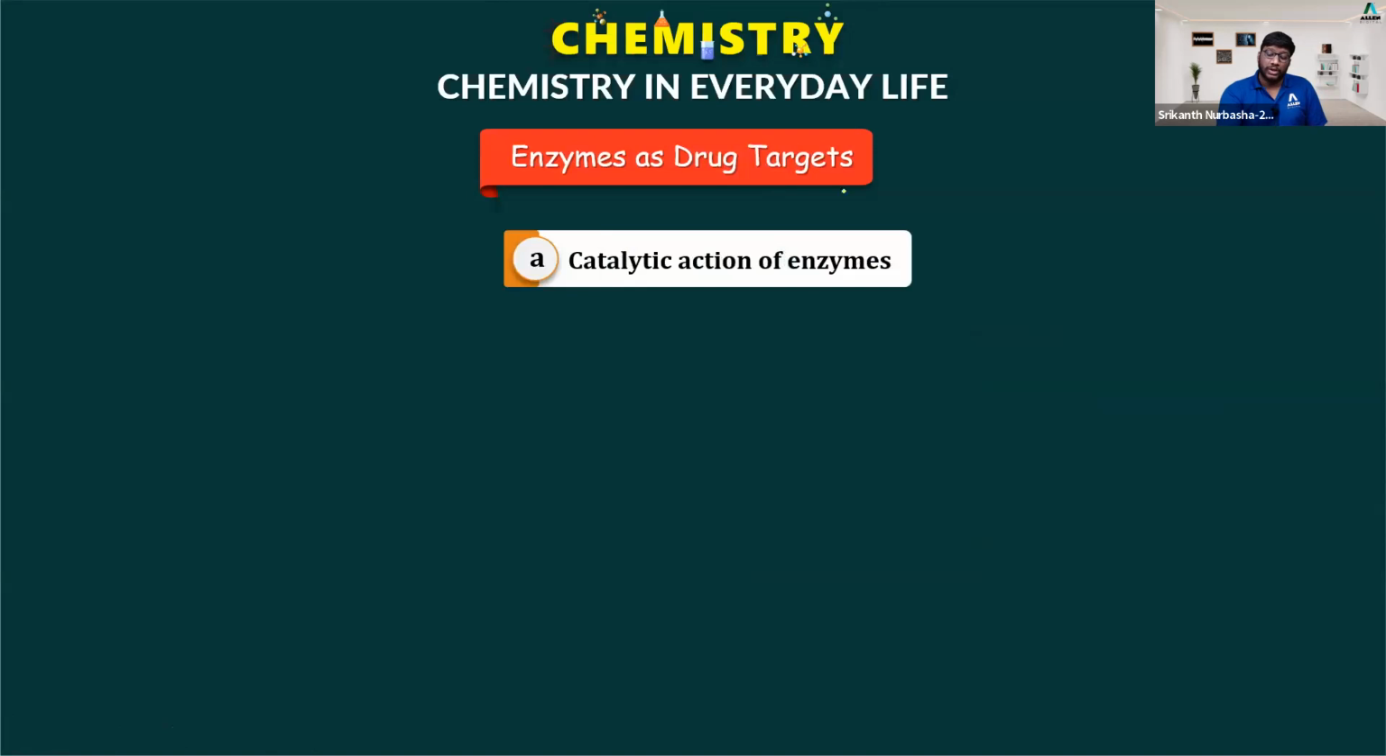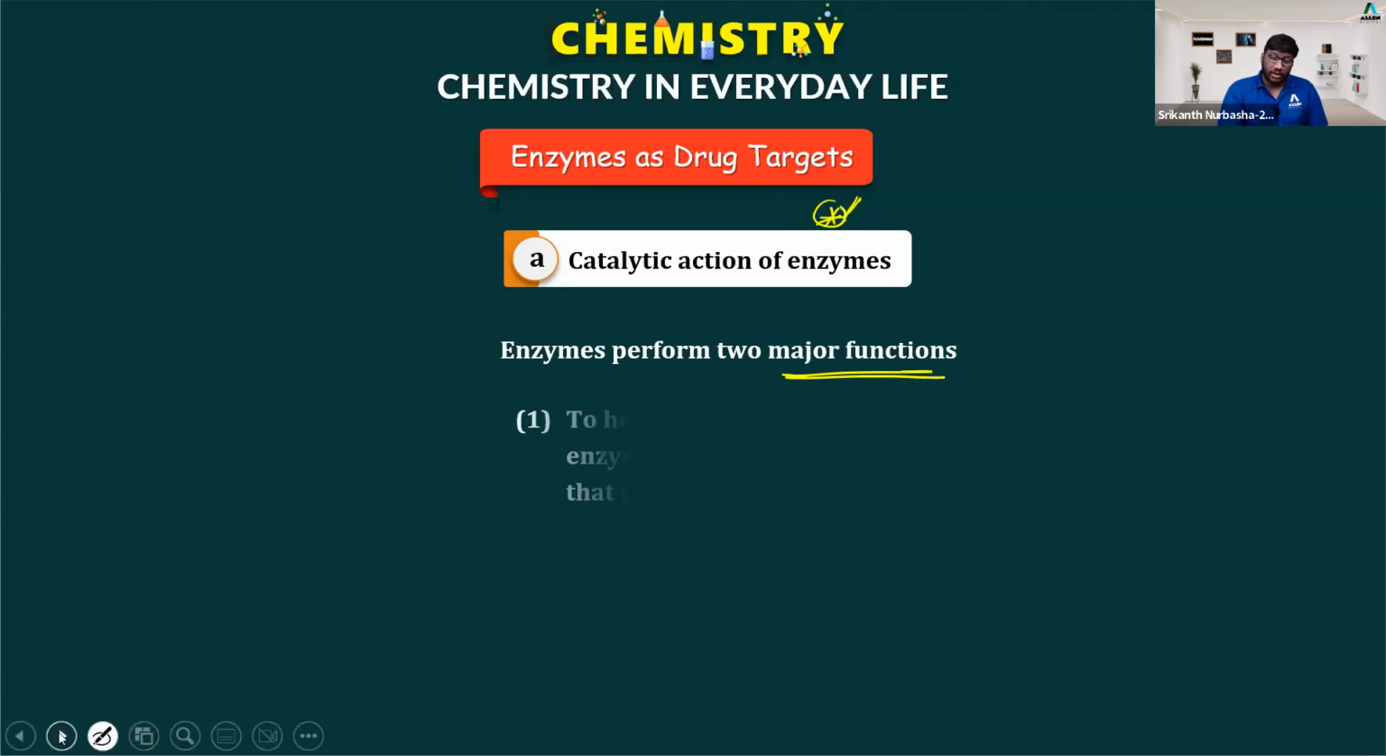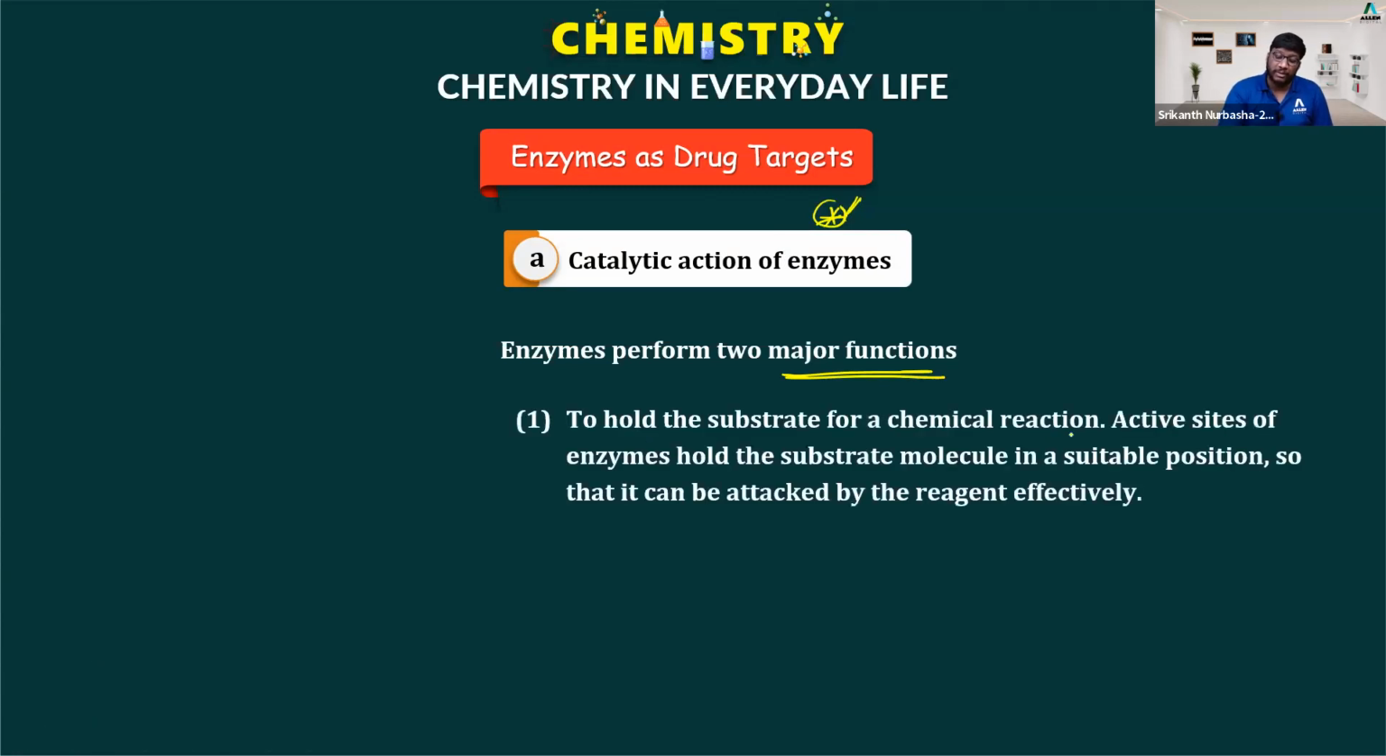As I have told you, this is how the catalytic action of enzyme happens. Enzymes perform two major functions. What are these? First, to hold the substrate for a chemical reaction. Active sites of the enzyme hold the substrate molecule in a suitable position, so it can be attacked by the reagent effectively. What are the active sites? Active sites are not some geometrical figures. They are the intermolecular attractions developed between an enzyme and substrate.